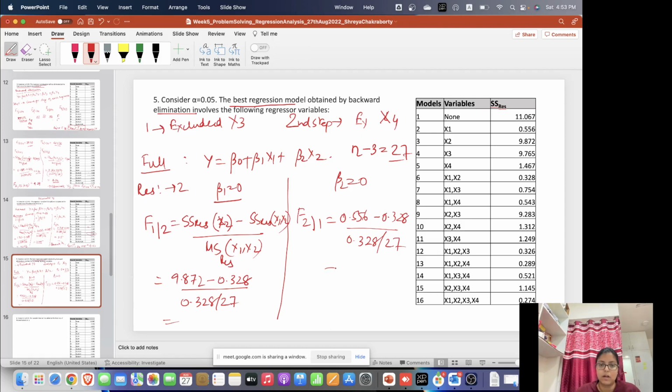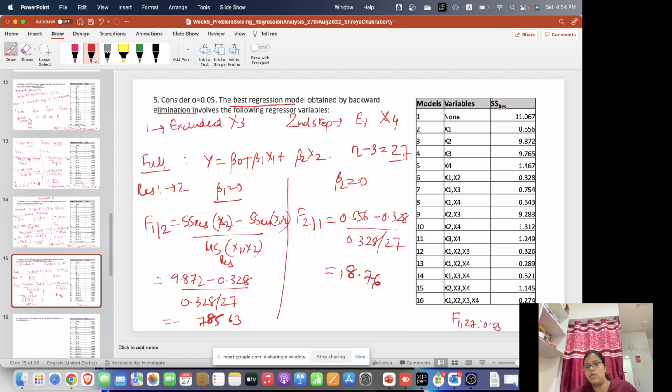This would be something around 18.76, and this would be 9.872 minus 0.328 divided by 0.328 divided by 27, which would be something close to 785.63.